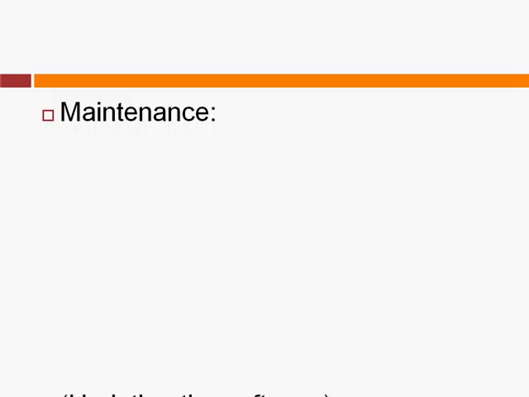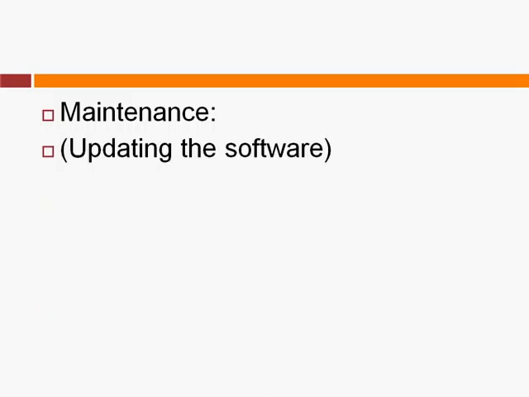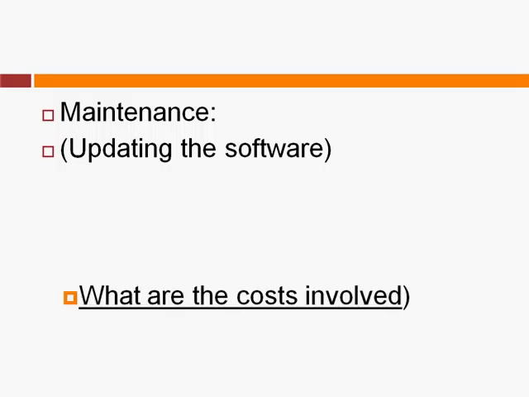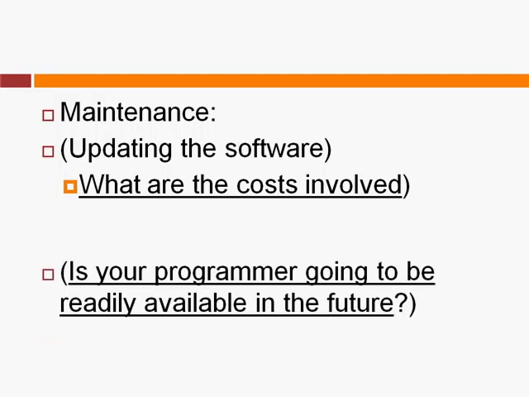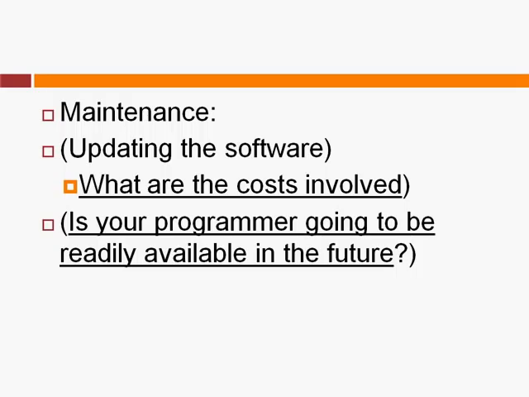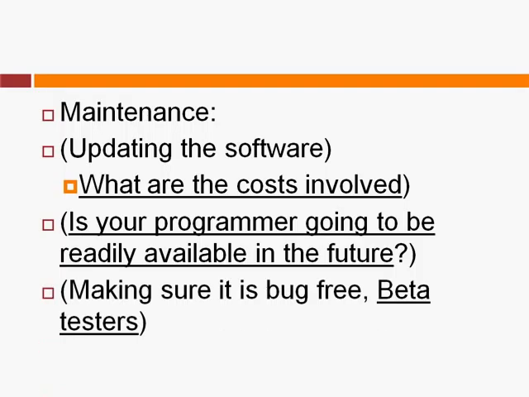Now we can move on to maintenance. Maintenance involves updating the software, adding features. You got to think about what are the costs involved. You might want to speak to your programmer about possible features that you can add. Don't add them yet, but get a quote from them just so that you know the costs that are involved. Is your programmer going to be readily available in the future? You want to talk to your programmer and plan ahead. And make sure that it is bug-free by using beta testers.